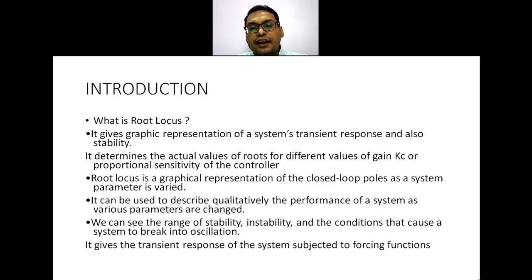Then we can see the range of stability, instability, and the conditions that cause the system to break into oscillations. This can also be understood by this root locus diagram. It talks of stability and instability. Not only that, it talks of the oscillations or the overshoots which occur in the oscillation process. It gives the transient response of the system subjected to a forcing function.